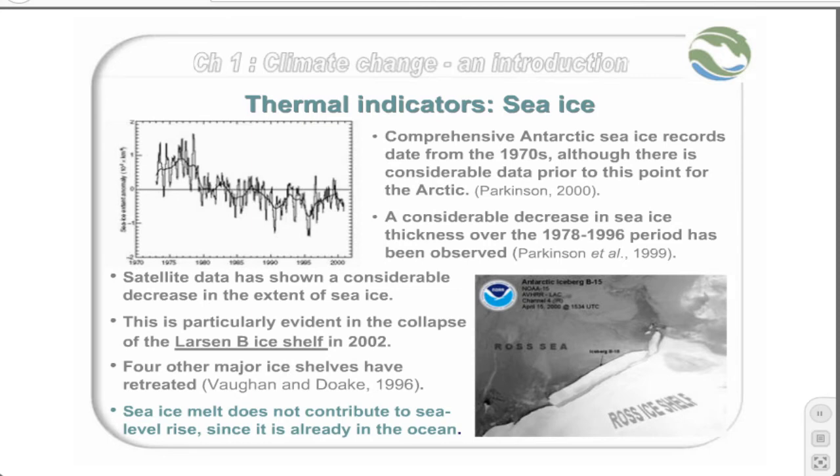Sea ice melt does not contribute to sea level rise, since this is already in the ocean. However, it does have other effects such as reducing the salinity and albedo of polar regions that both accelerate global warming.